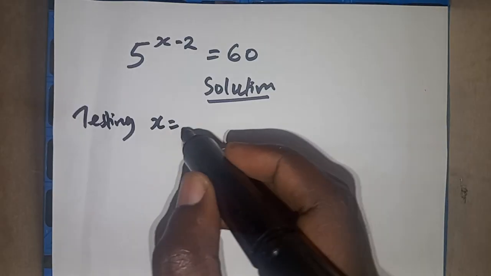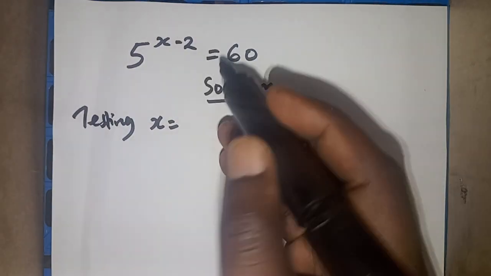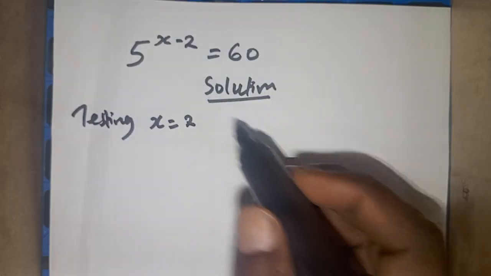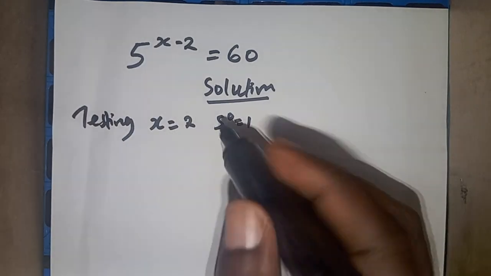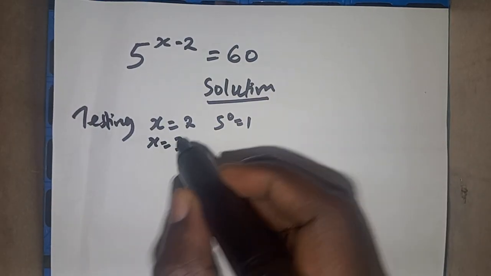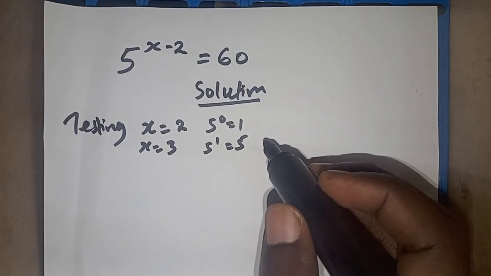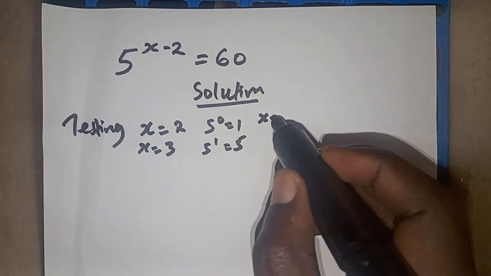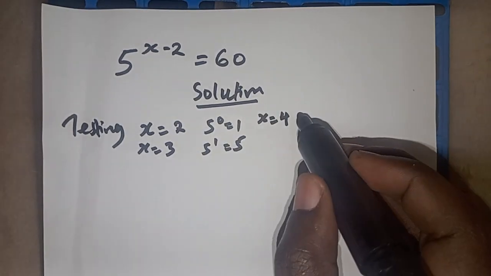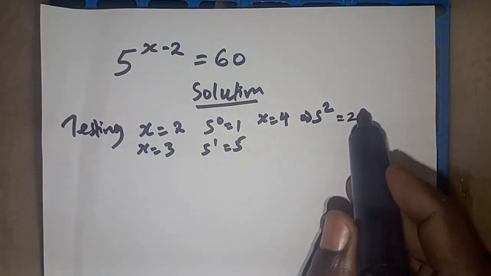Can x be a positive number? Maybe x is equal to 2. Then this is 5 raised to 0, which is equal to 1. So x cannot be equal to 2. What if x is equal to 3? Then 3 minus 2 is 1, that is 5 raised to 1, which is 5. So x cannot be equal to 3. What if x is equal to 4? Then of course that becomes 5 to the 2, which is equal to 25.